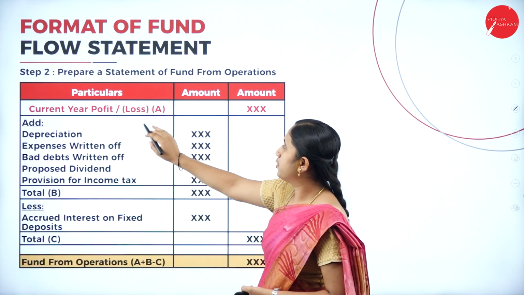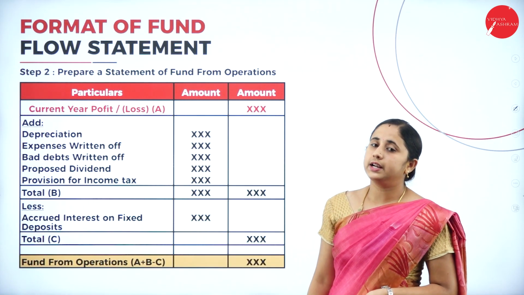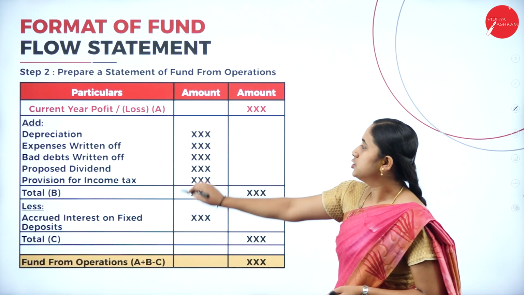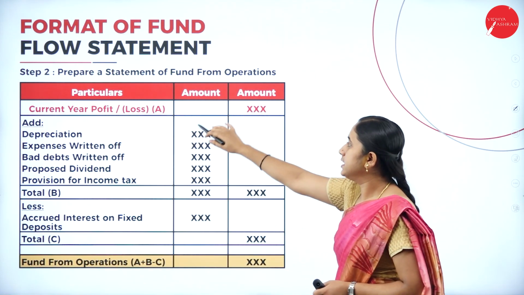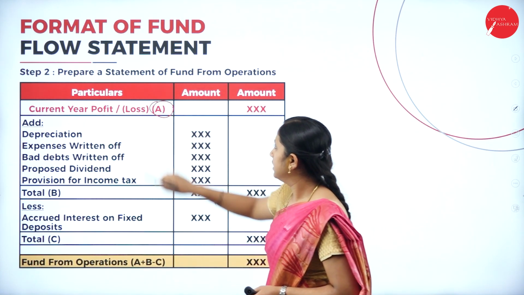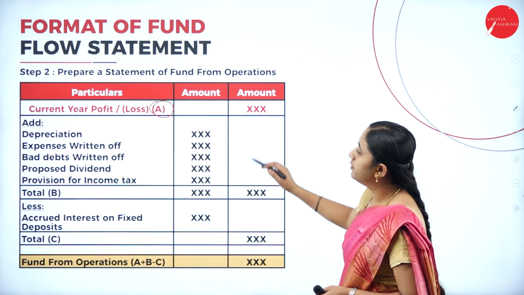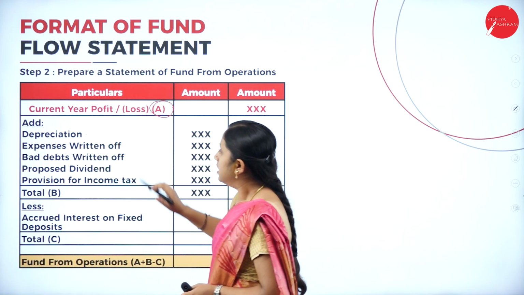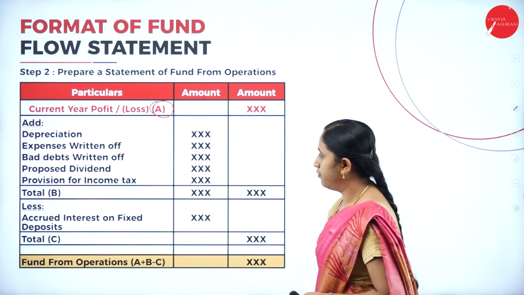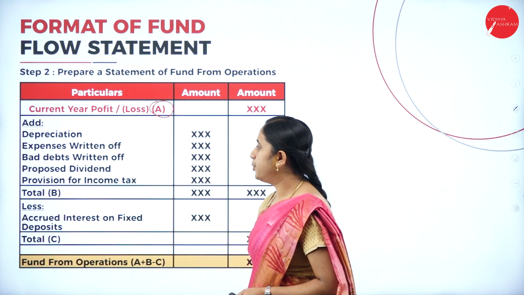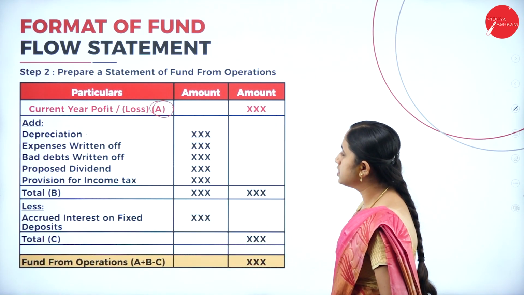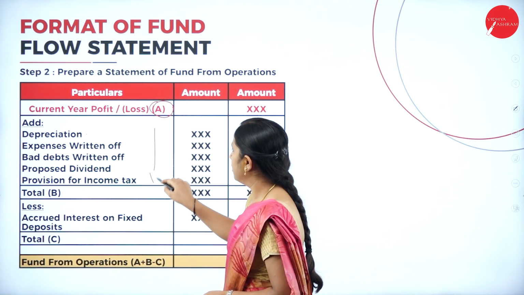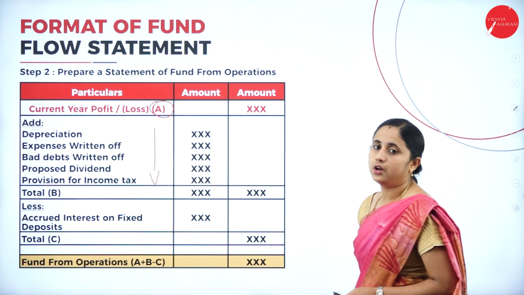First, current year profit or loss. We get this information in the balance sheet. So profit or loss, consider it as A. Next, to this we need to add depreciation, then expenses written off, bad debts written off, proposed dividend and provision for income tax. All of this we need to add to the current year profit or loss.